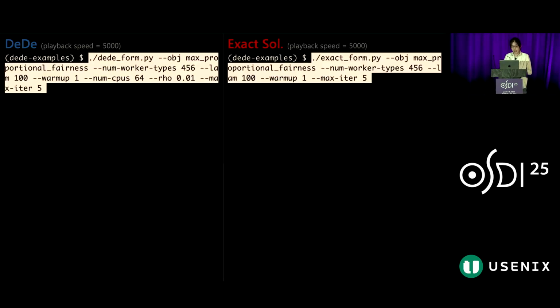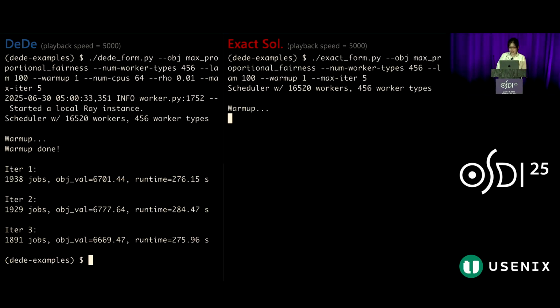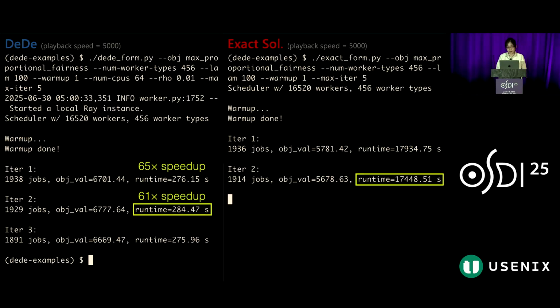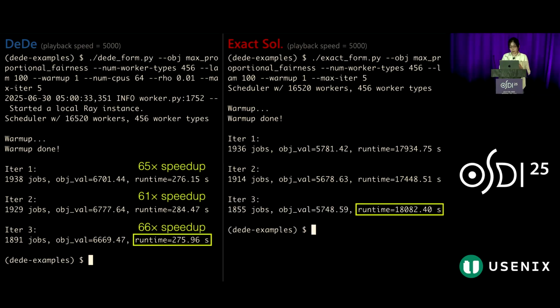Here is a demo to compare DeDe's runtime with the exact solution. DeDe is on the left and the exact solution is on the right. We can clearly see DeDe runs much faster. In scheduling round 1, DeDe is 65 times faster. In round 2, it's 61 times faster. And in round 3, it's 66 times faster.